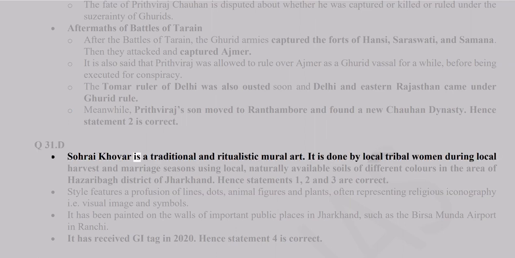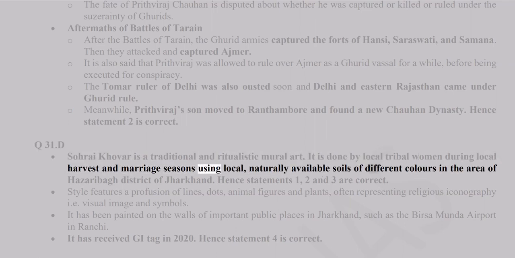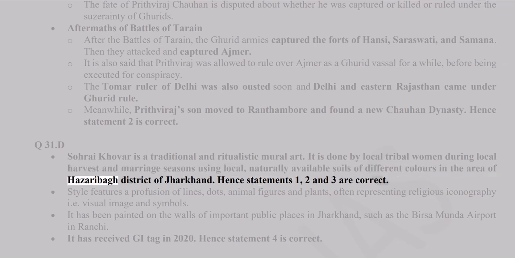Q31. D. Sohrai Kovar is a traditional and ritualistic mural art. It is done by local tribal women during local harvest and marriage seasons using local, naturally available soils of different colors in the area of Hazaribagh district of Jharkhand. Hence, statements 1, 2, and 3 are correct.